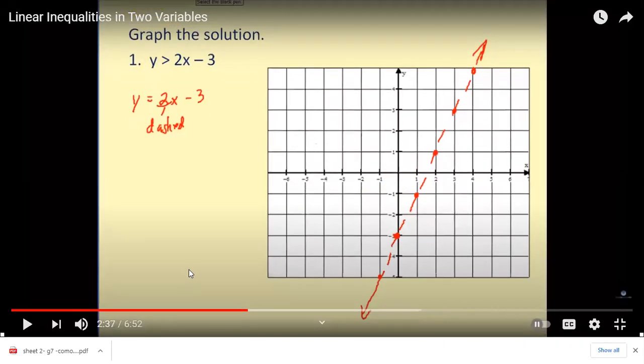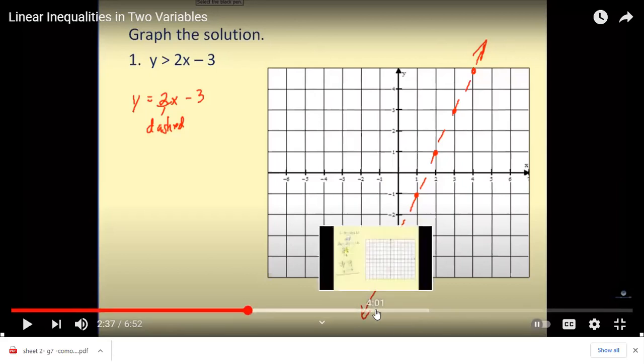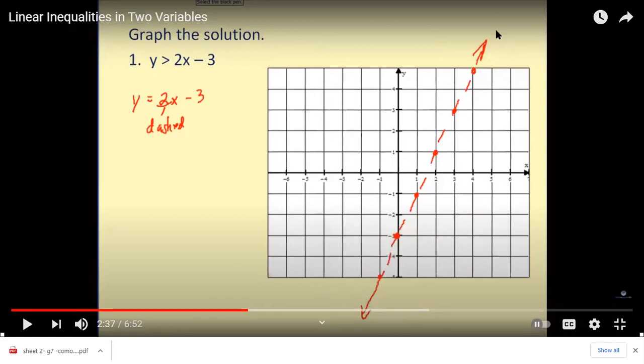Did you hear why he drew a dashed line? Because it's greater than, it's more than. Yes, it's a dashed line, I agree with you. But also because the points which belong to this line are not an answer for the inequality. Give me any point belonging to the line. 2 and 1, okay?